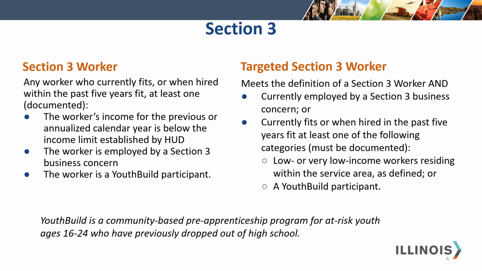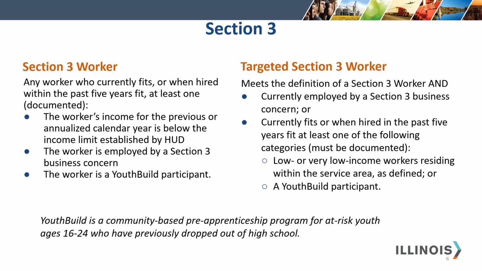A Section 3 worker is any worker who currently fits or when hired within the past 5 years, fit at least one of the following 3 categories and must be documented. The worker's income for the previous or annualized year is below the income limit established by HUD. The worker is employed by a Section 3 business concern, or the worker is a youth build participant.